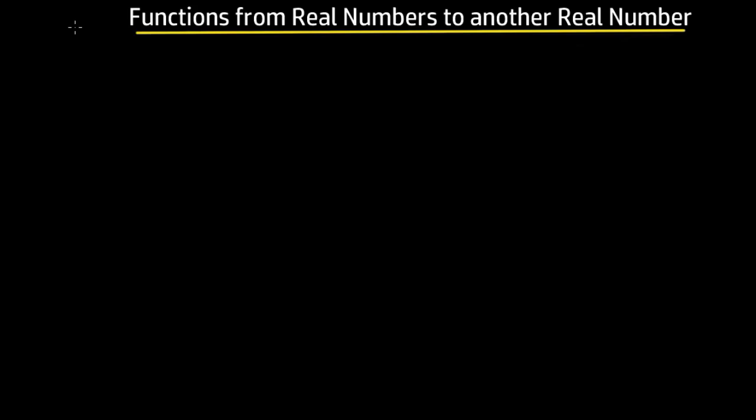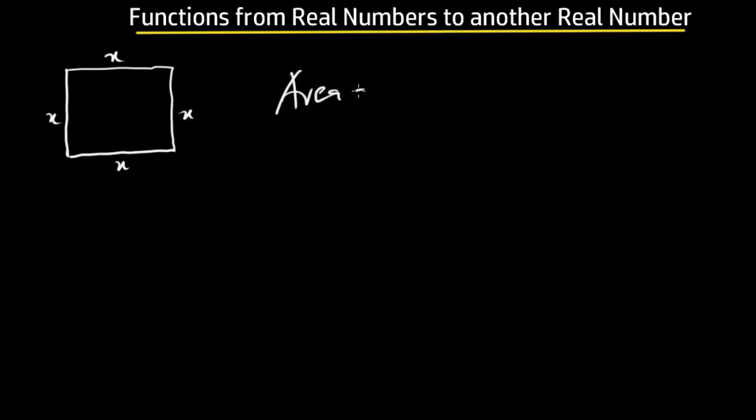So we're going to be looking at functions from real numbers to another real number. To give an overview of what we're going to be looking at for the next 2 tutorials, let's take a square for an example. We have a shape here which is a square. For a square, we know that all the sides are equal. So if I have x here, this is also x, and this is also x, and this is x. And we define the area of a square A to be x squared.